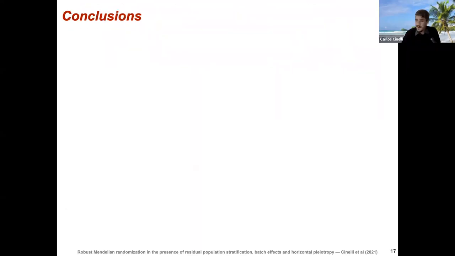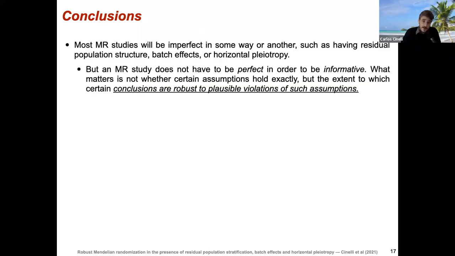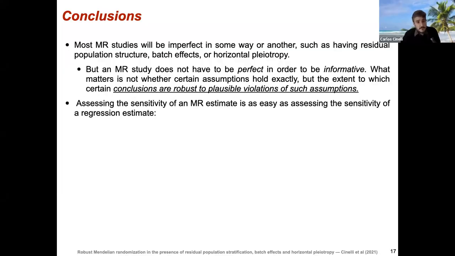Okay, all right. So to conclude, most MR studies will be imperfect in some way or another, because it's almost impossible to rule out residual population structure, batch effects, or horizontal pleiotropy. But an MR study does not have to be perfect in order to be informative. So what matters is not whether certain assumptions hold exactly, but the extent to which certain conclusions are robust to plausible violations of these assumptions.